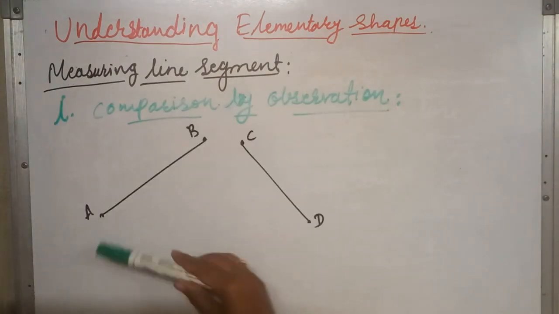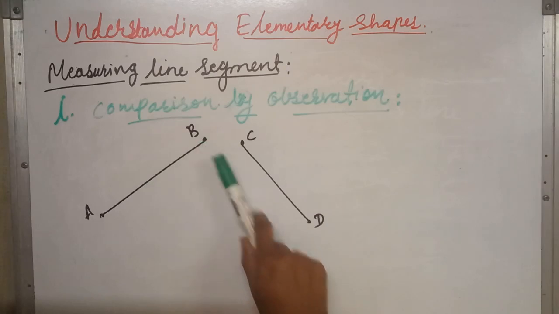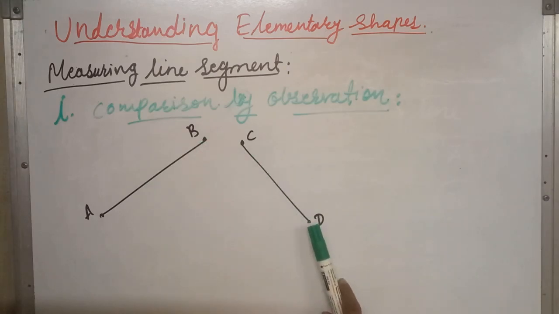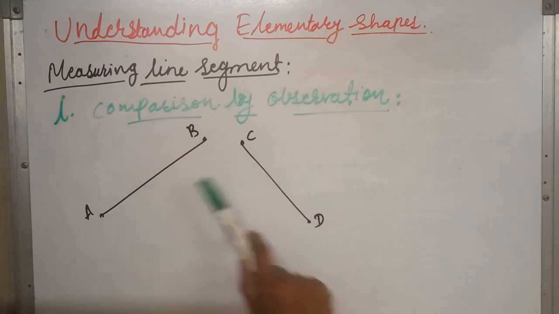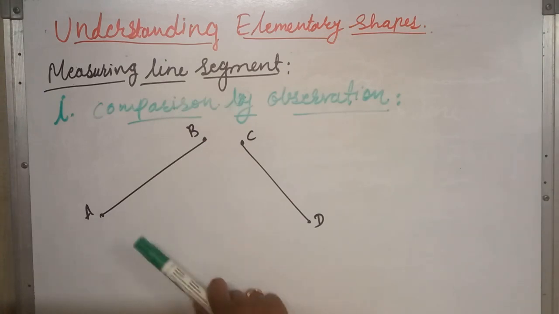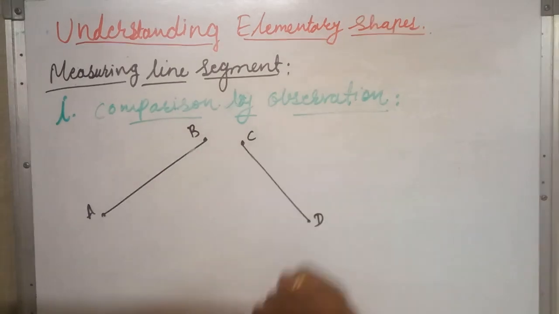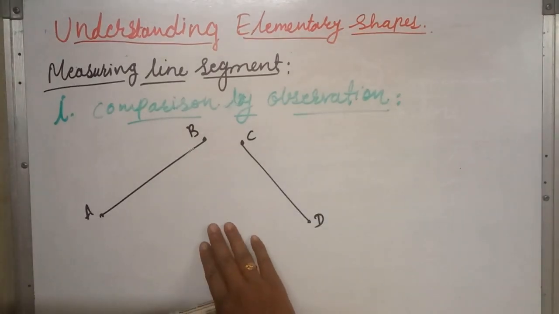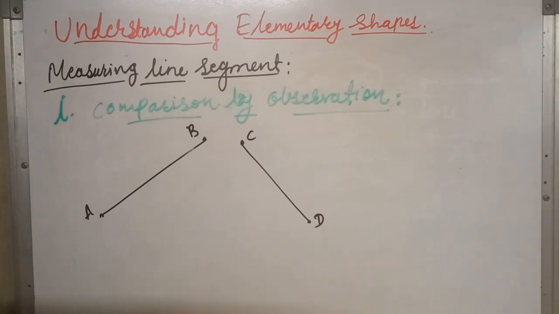Now this is line segment AB and this is line segment CD. Just by looking at them, can you tell which one is larger? You can see that AB is larger as compared to CD. You can see this, but you cannot always be sure about your usual judgment, is it?